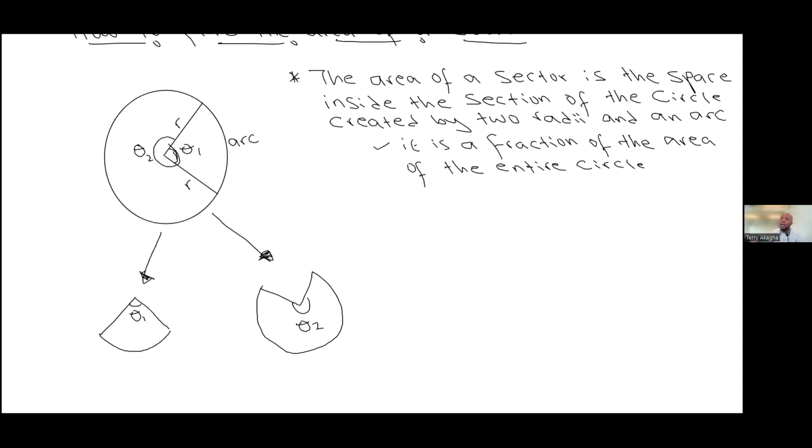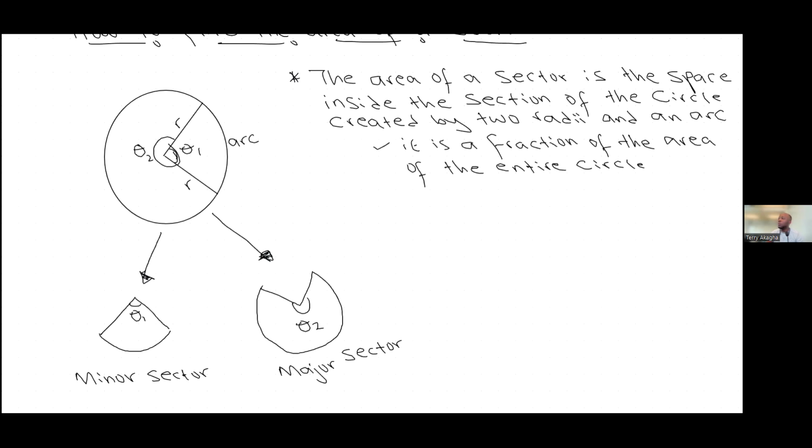Now, this one by the left is what we call the minor sector, and the one by the right is what we call the major sector. Okay, so the one by the right is called the minor sector, and the one by the left is called the major sector.